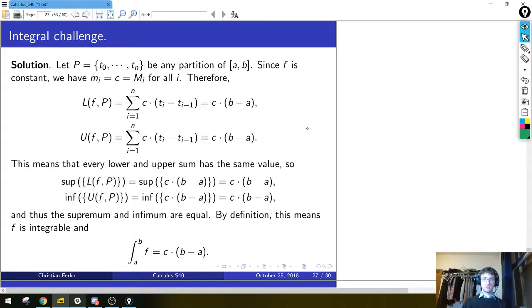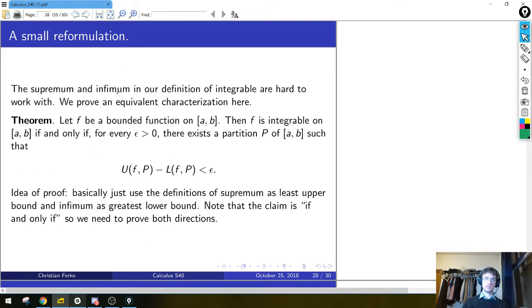So we want to prove a different characterization, like a test we can apply to a function to see if the function is integrable, that is easier than using sup and inf. That's what we'll do. This is the reformulation. Okay, so here's the theorem. Again, f is bounded on a to b. Then we claim f is integrable using our old definition, so it satisfies the usual definition on the interval from a to b, if and only if, for every epsilon greater than 0, there exists a partition P of a to b, such that the difference between the upper sum and the lower sum is less than epsilon.